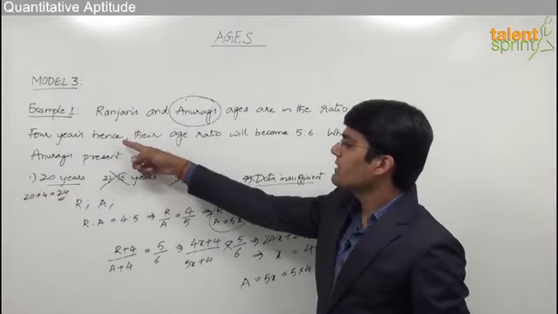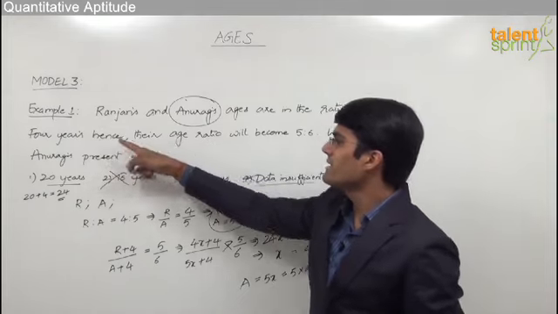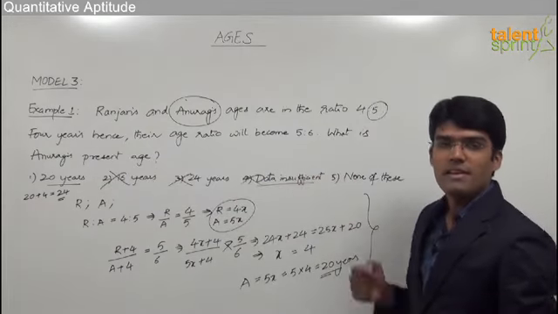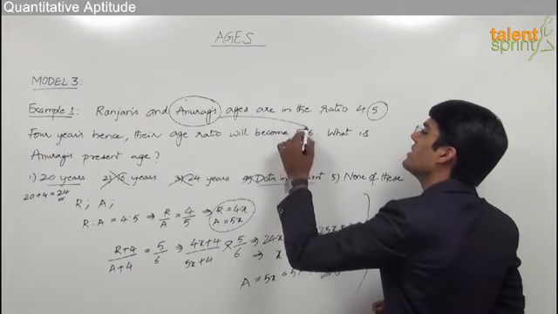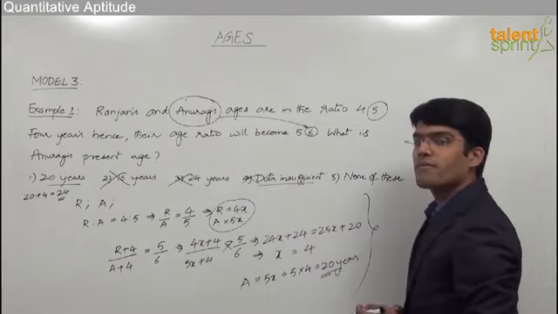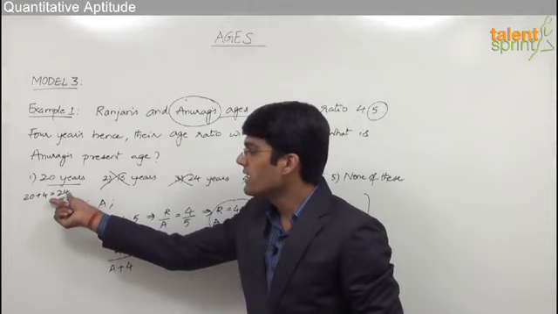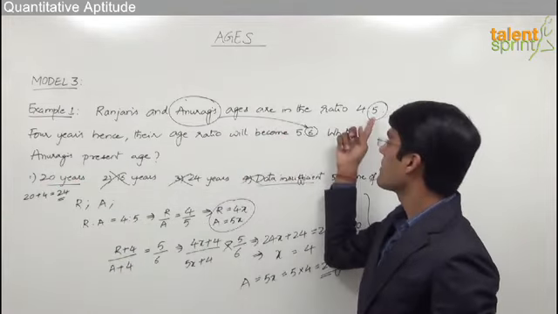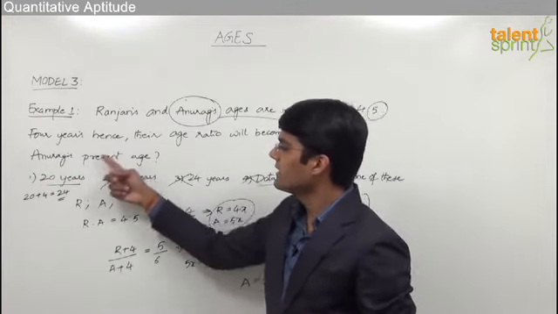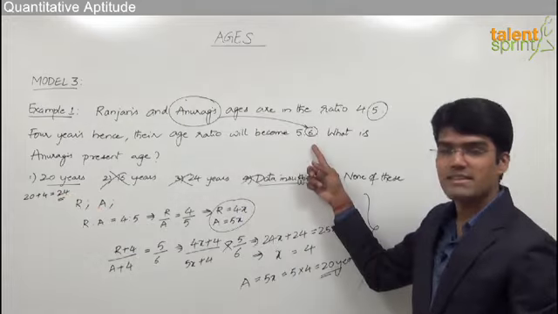Now if you look at the ratio, 4 years hence, their age ratio will become 5:6. That means after 4 years, Anurag's age should be a multiple of 6. And 24 here, that is nothing but Anurag's age after 4 years, is a multiple of 6. So this option satisfies both the conditions. What are the two conditions? The first condition is its present age should be a multiple of 5 and after 4 years the age should be a multiple of 6.